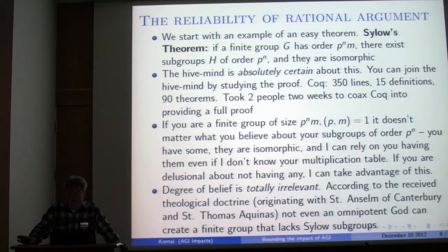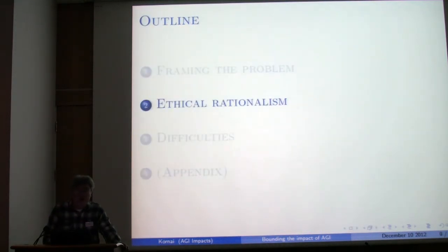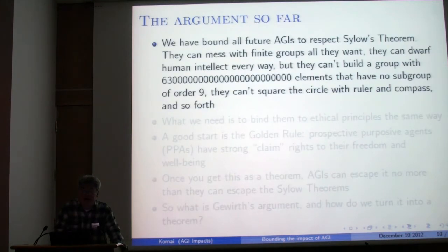According to the received theological doctrine, which originates with St. Anselm of Canterbury and St. Thomas Aquinas, not even an omnipotent God can create a finite group that lacks several subgroups. Okay, that's just the way it is. So now we come to ethical rationalism.